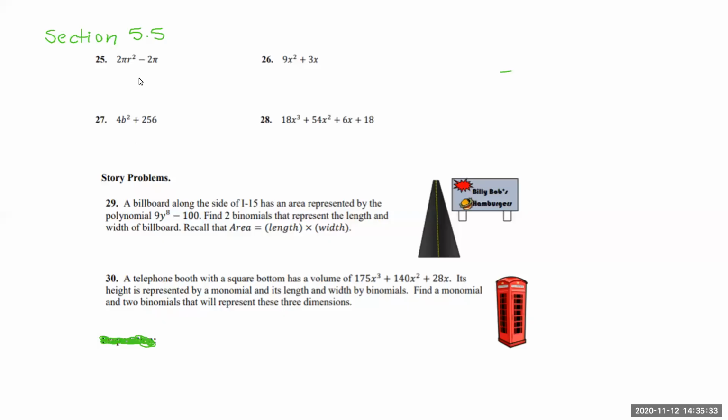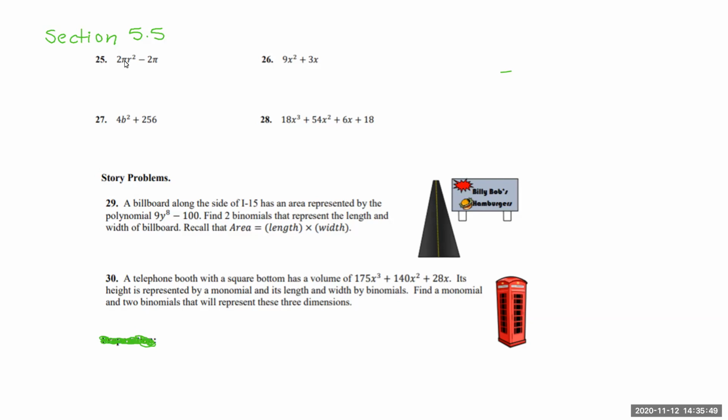Okay, so here we are in section 5.5. We're going to be going through questions 25 to 30. Starting at 25 through 28, we're just going to be trying to factor out as much as we can, coming up with the binomials and monomials that will come with it. So we look at 25.